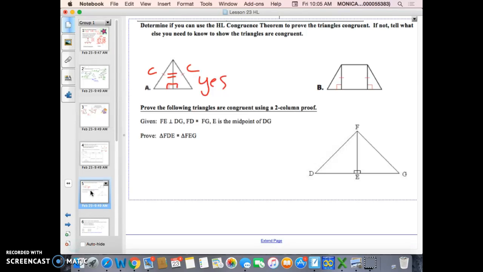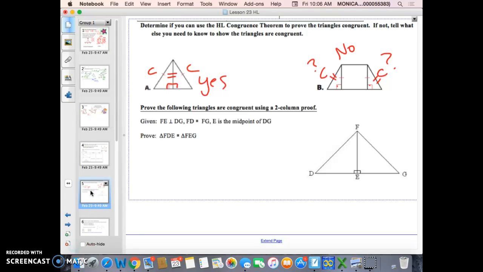Now for this triangle here, this is actually a trapezoid, but we're looking at the two triangles on the outside. They did give us the right triangles. They gave us a leg, but we don't know what C is, and we don't know if C is congruent on both triangles. So this would be a no. What they would have to give us is that these two are congruent. If they did that, then yes, we could say that these two triangles are congruent.